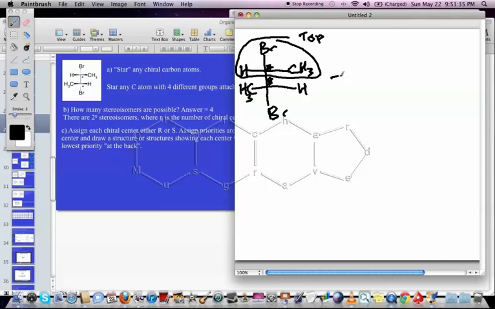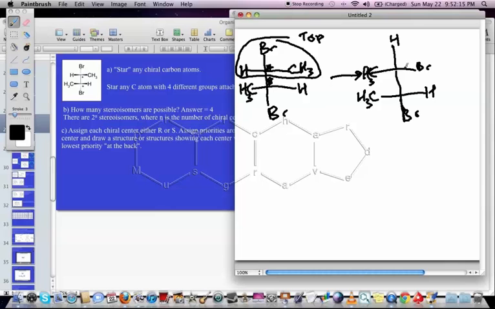And I'm going to try and get the lowest priority group into the back. Now, as you can see, if I move the hydrogen up here, the bromine goes over here and the CH3 goes over to here, that will allow me to reach my goal. Now I'm going to leave the bottom one alone for now. Come up with that in a second. Right now the lowest priority group is in the back.